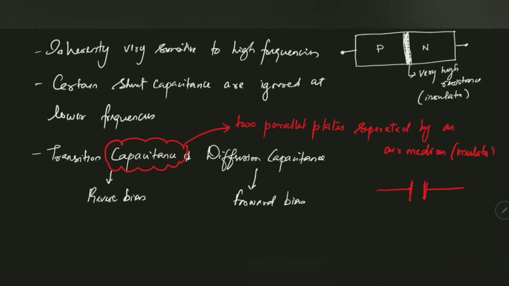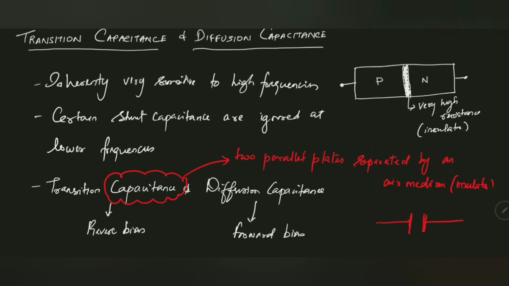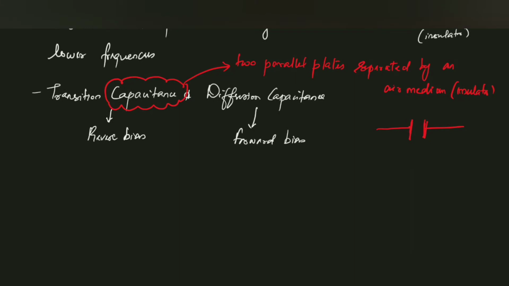Similarly, when you compare this diagram with the p-n junction diode, you can see this region which is insulated, and you have these two sides, one p type and the other n type, so it almost looks like a capacitor. That's why we say it is a capacitor. During operation, either transition capacitance or diffusion capacitance is formed in between.